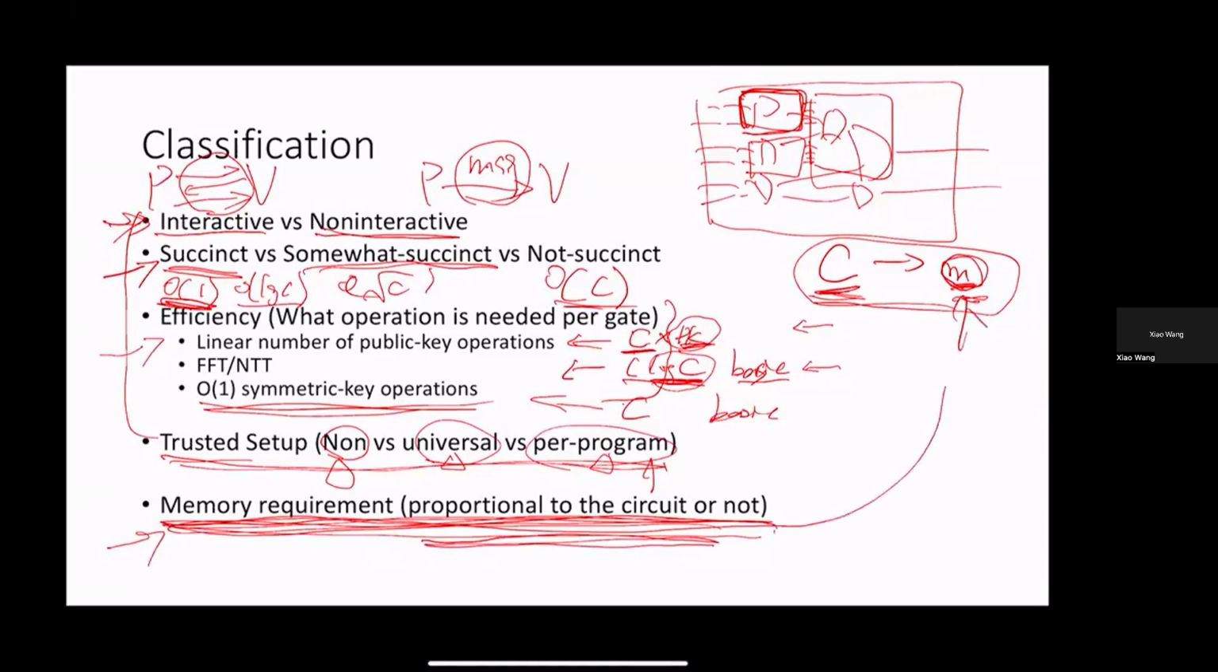Ideally, we want the memory usage to be linear to this, but most of the protocols actually need memory that is linear to the circuit. Okay, so this is actually one of the biggest hurdles right now in many of the protocols.